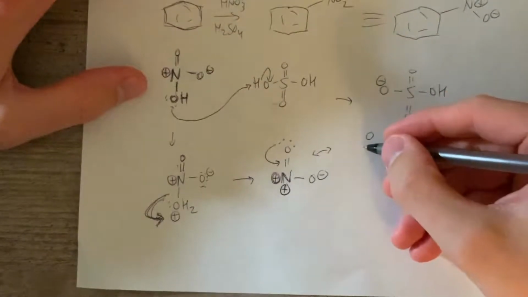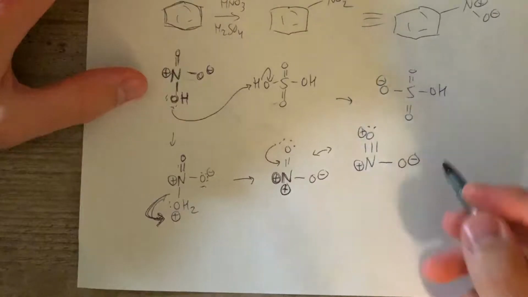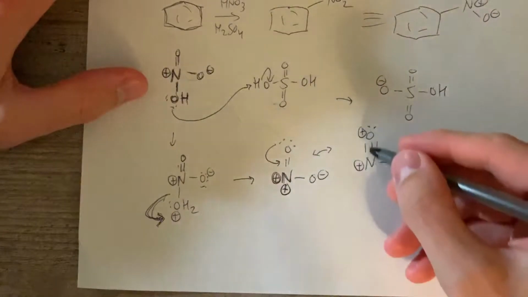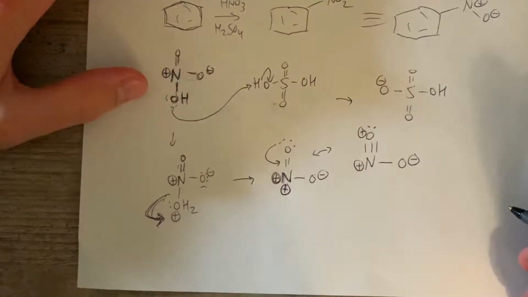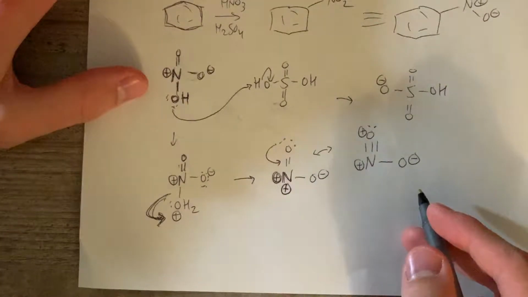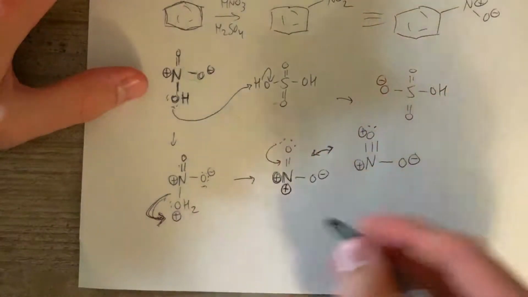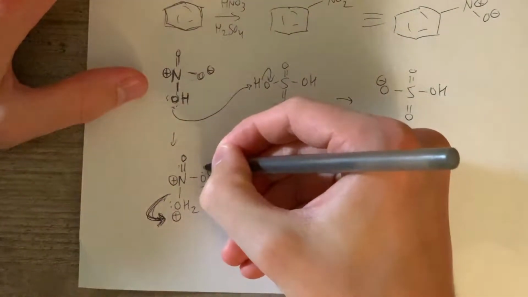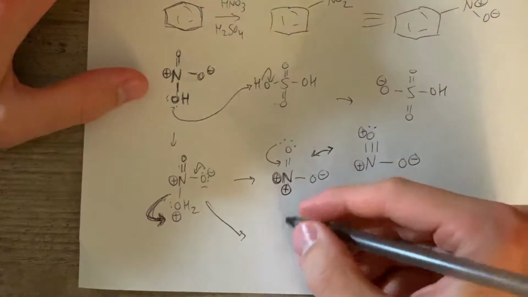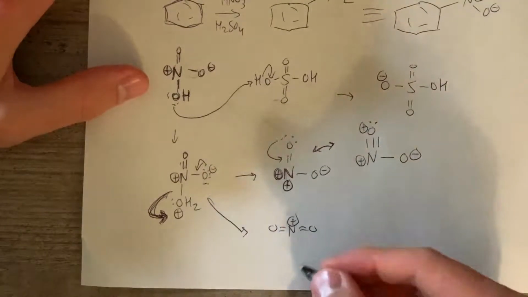You get a resonance form that really looks weird, okay? So you've still got two positives and a negative, two positives and a negative, right? However, you can show these extra resonance forms if you want to. In this case, when I took the class, he just showed the water leaving and then this O coming down. So you can go right to this, which is your electrophile.